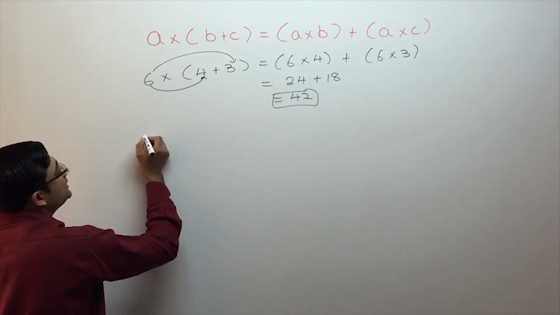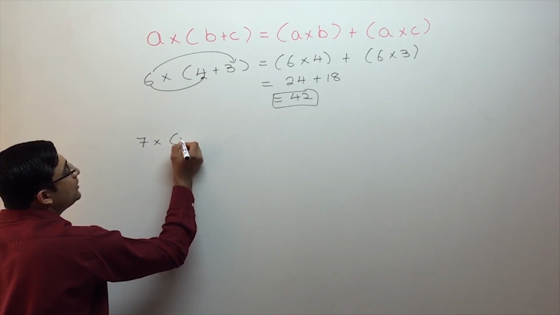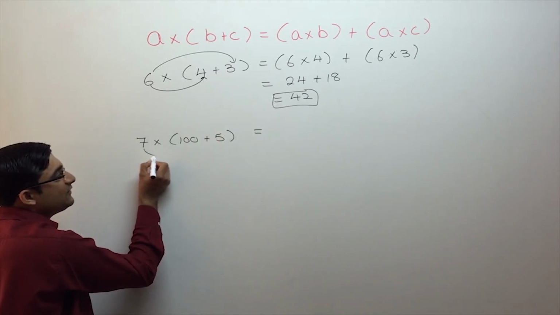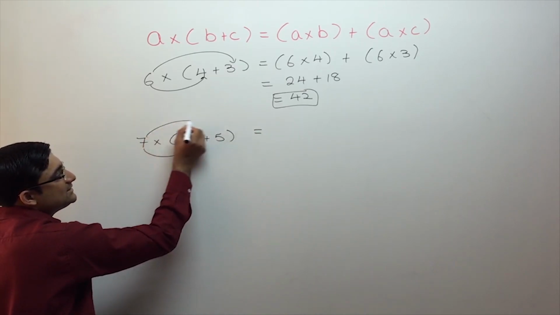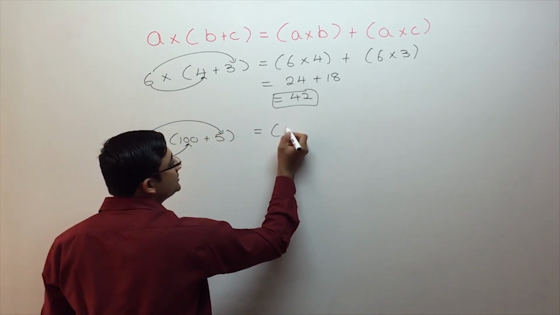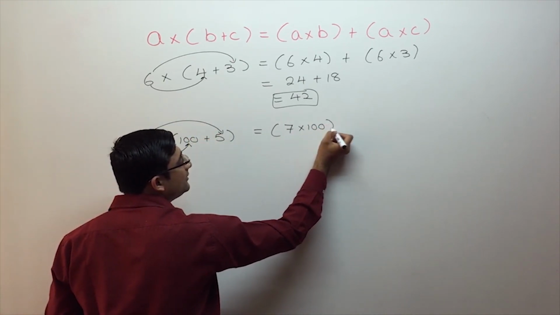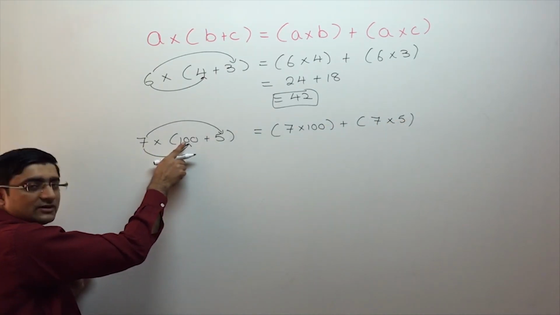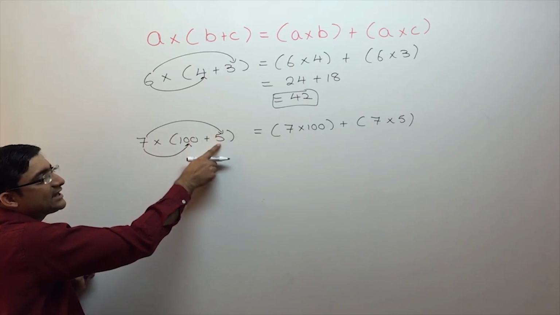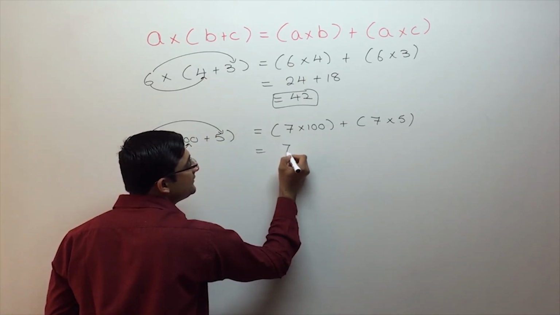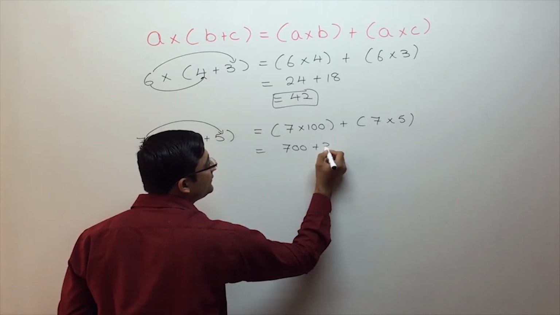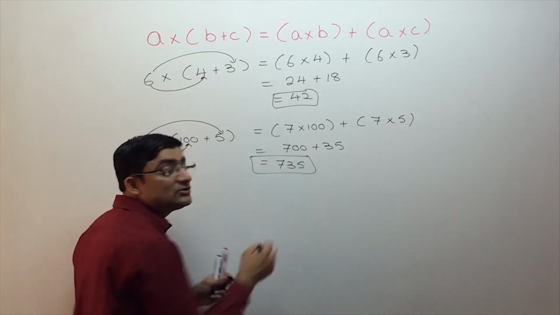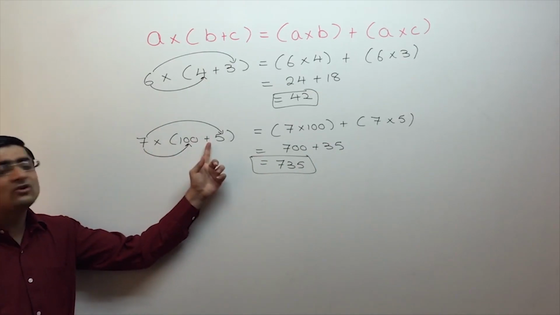Let me take another example. Let's say we have 7 into (100 plus 5), right? So how do we find this? 7 multiplied by 100 plus 7 multiplied by 5. So 7 into 100 plus 7 into 5. That is 7 into the first number inside the bracket plus 7 into the second number inside the bracket. So this is 700 plus 7 into 5, 35. That is 735, right? So this was the distributive property of multiplication over addition.